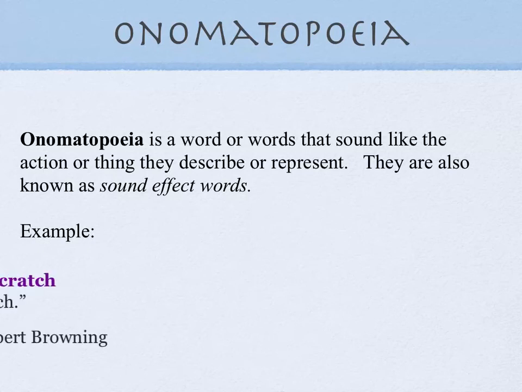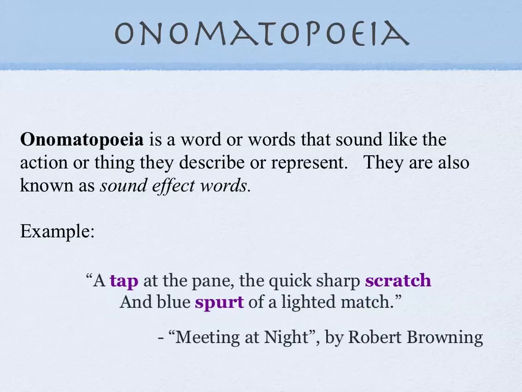So some examples of onomatopoeia would be a tap at the pane, the quick sharp scratch, and the blue spurt of light of a lighted match. And that excerpt comes from Meeting at Night by Robert Browning. In that sentence, the words tap, scratch, and spurt represent sounds.